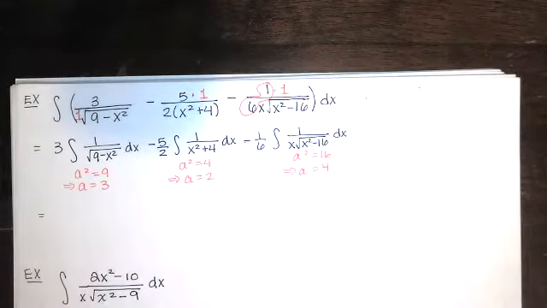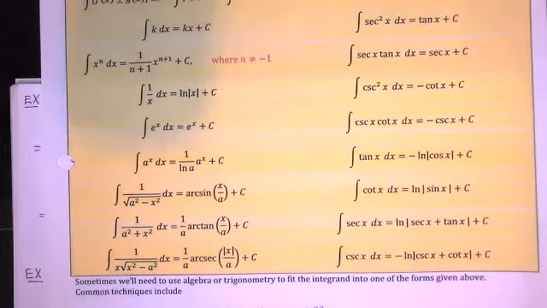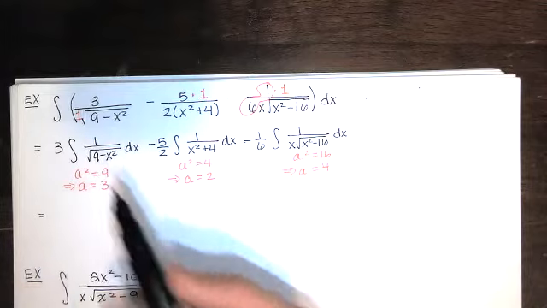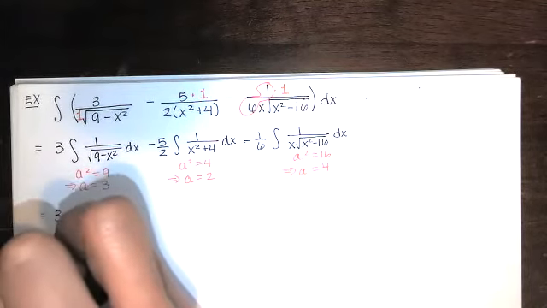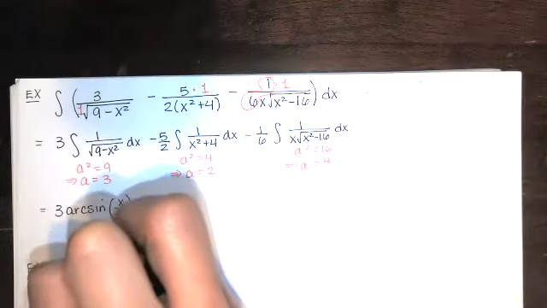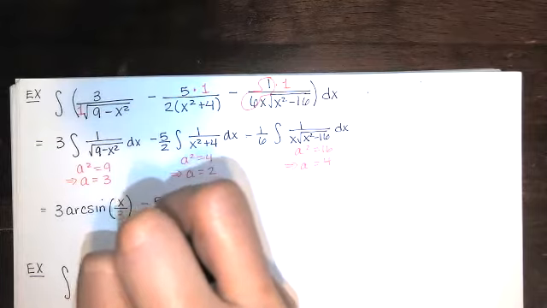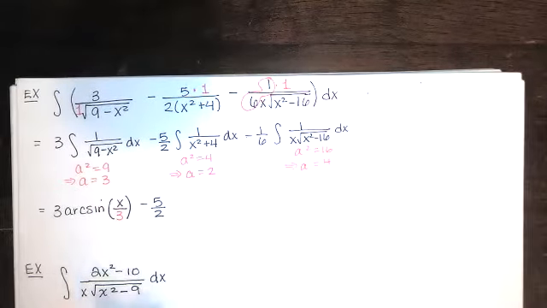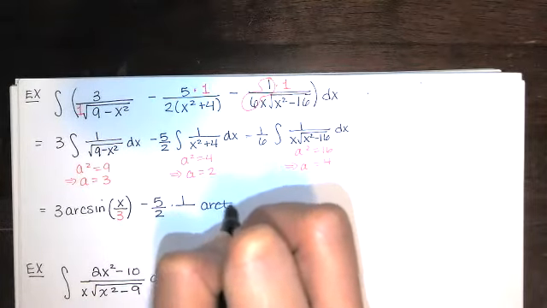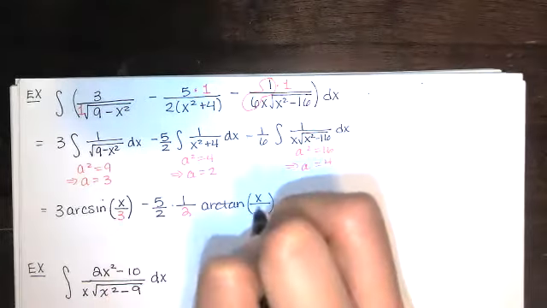Okay, now look at your rules. Notice your arcsine rule did not have a 1 over a out front. The other 2 did. So this is an arcsine because they've got the square root of a squared minus x squared here. So we have 3 times the arcsine of x over a. A is 3. And then here, I bring that negative 5/2 down, and I've got the antiderivative of this. Well, that's an arctan, so I get 1 over a times the arctan of x over a plus c. A is 2.